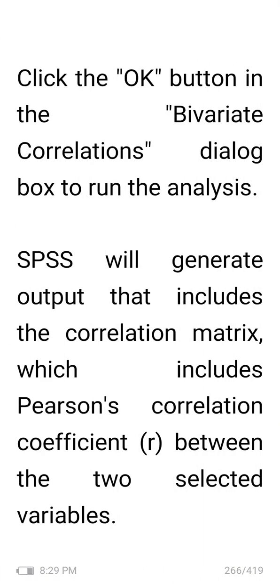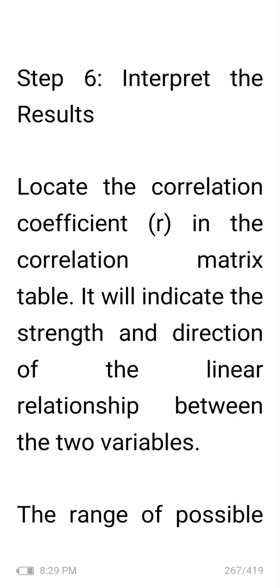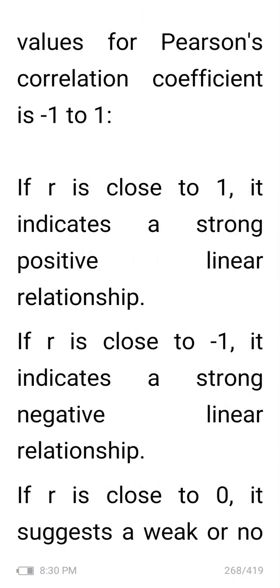Correlation coefficient output. Click the OK button in the bivariate correlations dialog box to run the analysis. SPSS will generate output that includes the correlation matrix, which includes Pearson's correlation coefficient between the two selected variables. Then interpret the results. Locate the correlation coefficient R in the correlation matrix table. It will indicate the strength and direction of the linear relationship between the two variables. The range of possible values for Pearson's correlation coefficient is -1 to 1.